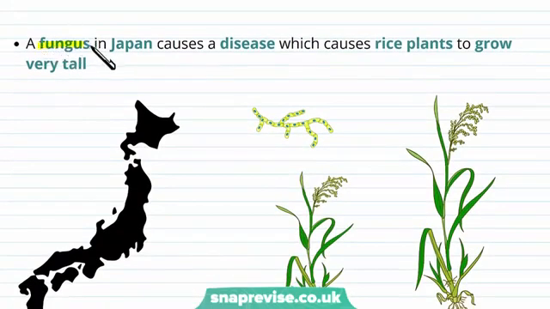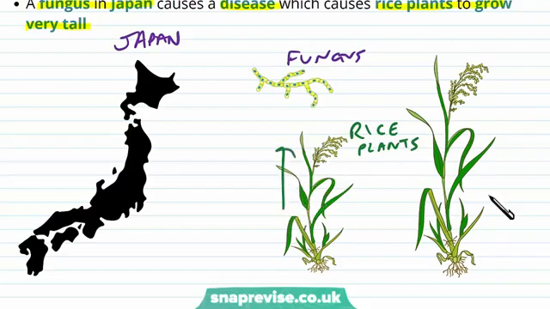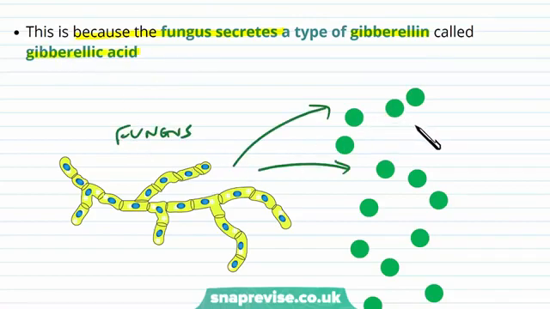There's a fungus in Japan which causes a disease which causes rice plants to grow very, very tall. So in Japan the fungus exists, and essentially when the fungus is around, the rice plants grow very tall. So what this means is their stems elongate very, very far. The reason for this is because the fungus secretes a particular chemical called a gibberellin, and this type of gibberellin is called gibberellic acid. So here's the fungus, and it releases the chemical gibberellic acid.